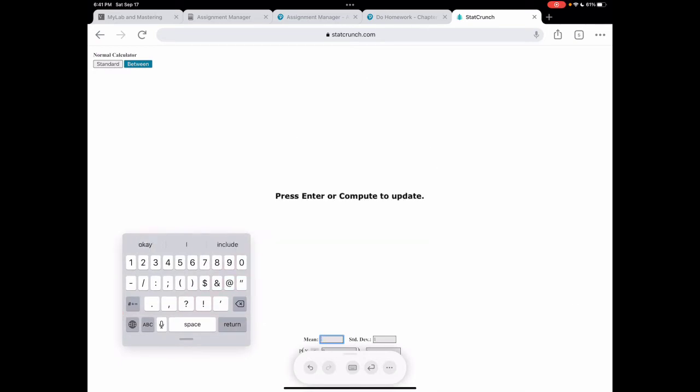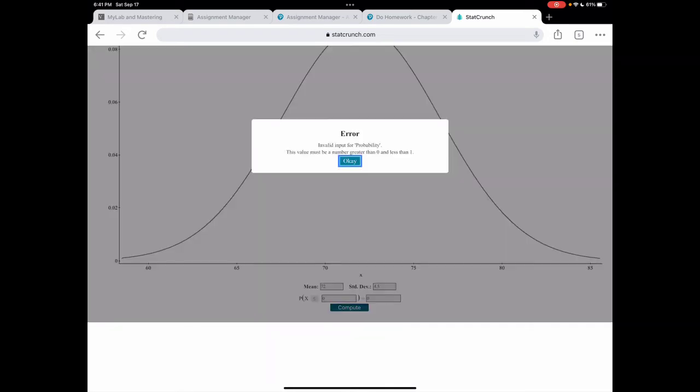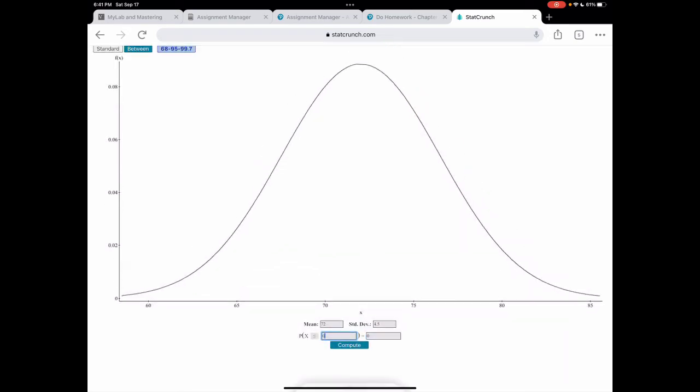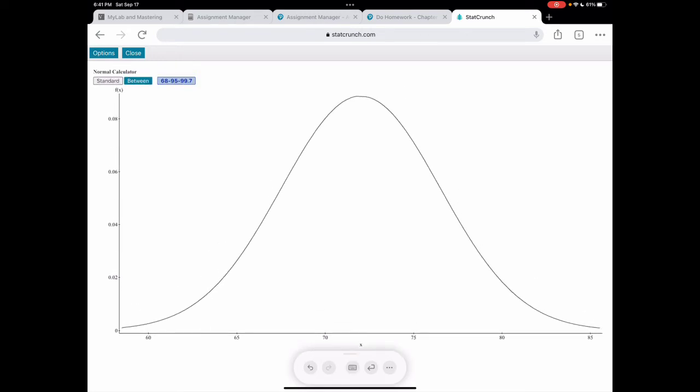Okay, let's make that look nice. Our mean is 72. Our standard deviation is 4.5. Okay, let's go ahead and hit compute. Oh, I'm sorry. And then we need to change this value, right? We're trying to find the probability that X is less than or equal to 64.